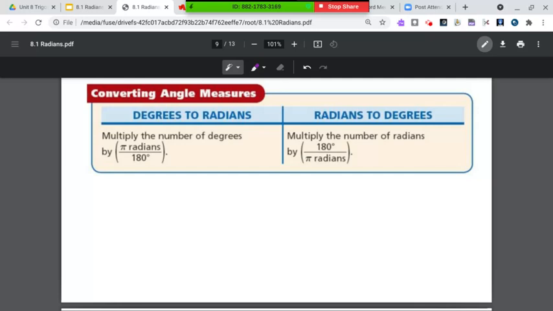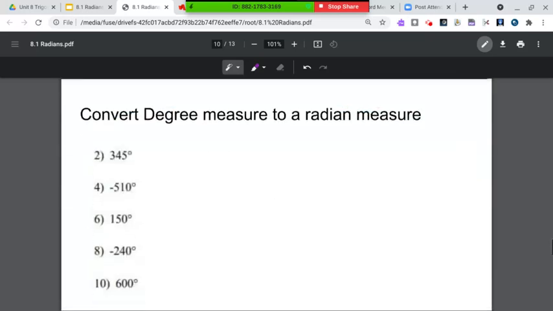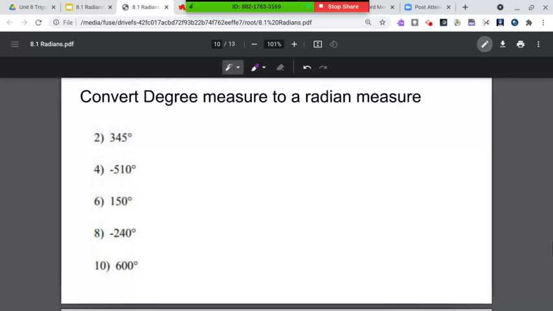Okay, we good to go? All right, let's do some conversions. Convert each degree measure to a radian measure. Here's how we're going to do that. We take the degree, we put it over 180, we simplify it, and then we put our answer in terms of pi.